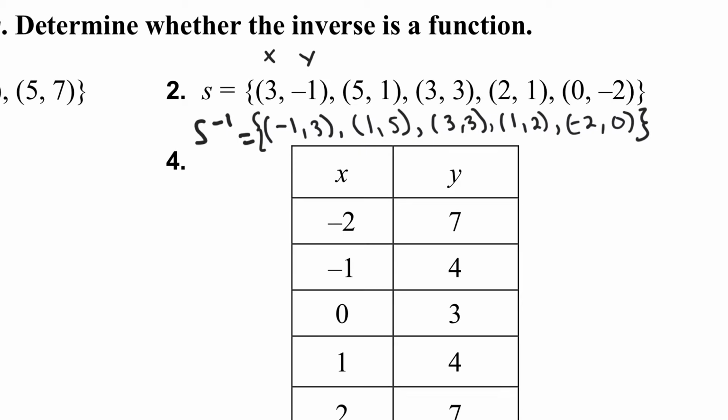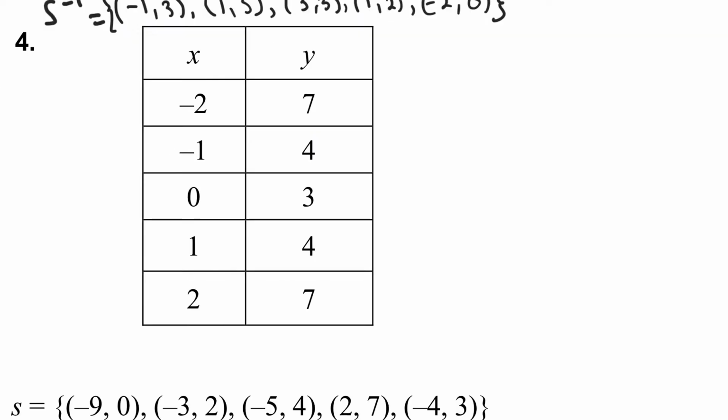We have X and Y in that table. I'm going to pause. So we know that the relation is -2, 7, -1, 4, 0, 3, 1, 4, and 2, 7. So I'm going to do the inverse relation. Let's assume that this is S, so this will be the inverse of S. The table is S, and the inverse of S is shown by my table.